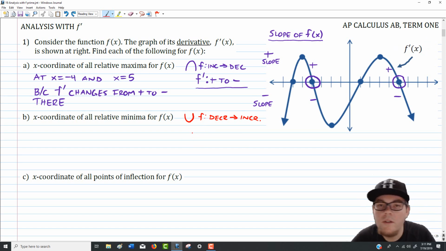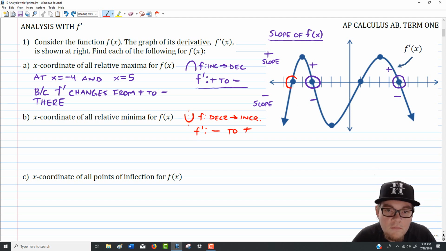So we're not going to be talking about f changing from decreasing to increasing. We're going to talk about f prime changing from negative f prime, which would mean f is decreasing, to positive f prime. So we want to go this time from negative slope to positive slope, because right down the middle, negative slope on the left, positive slope on the right.